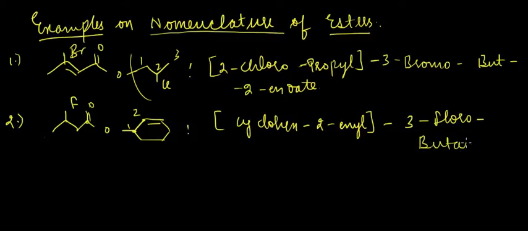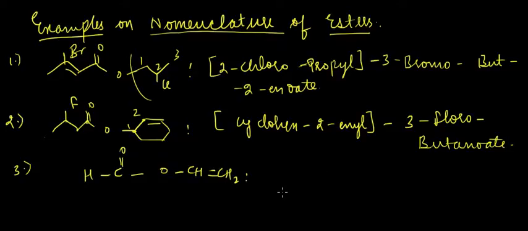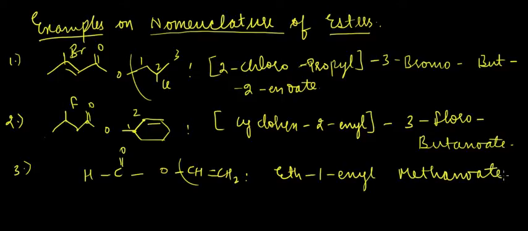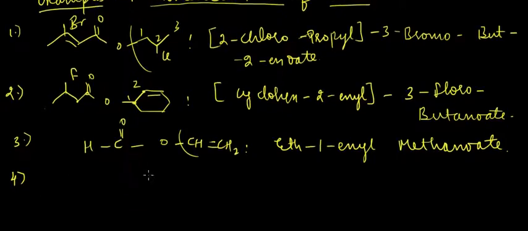Okay, simple. Let us look at the third example, where we have something like this. For the left hand side we have ethenyl, and for the right hand part we have simple methanoate.